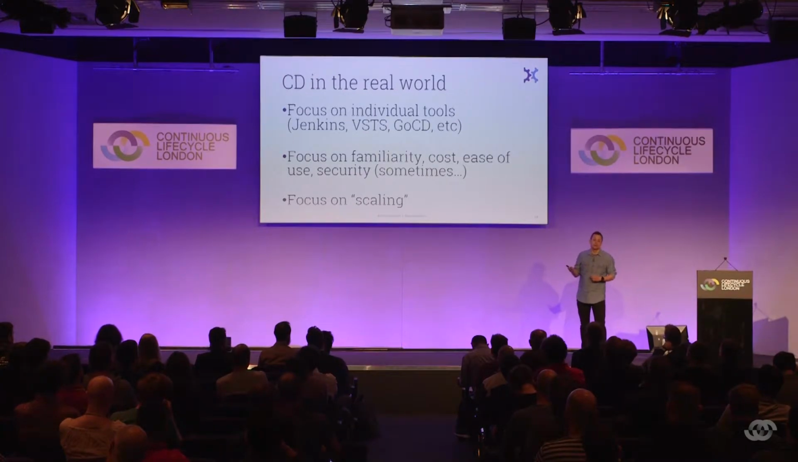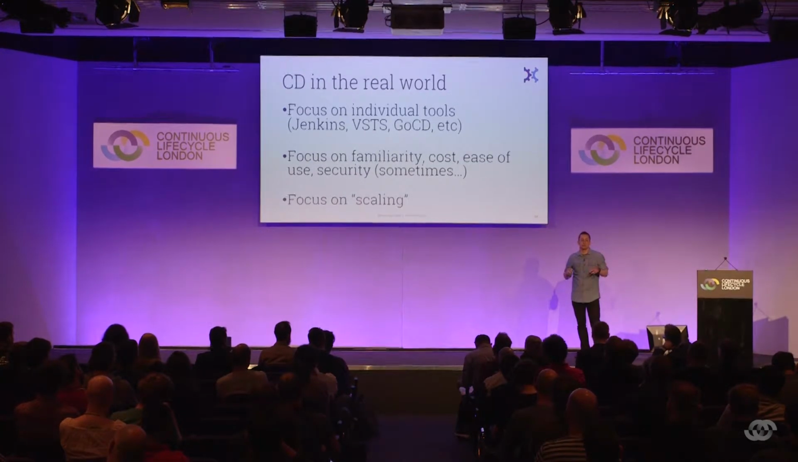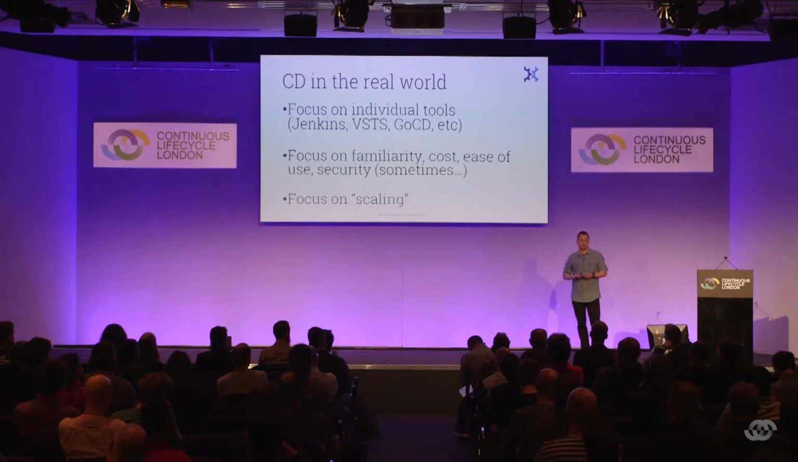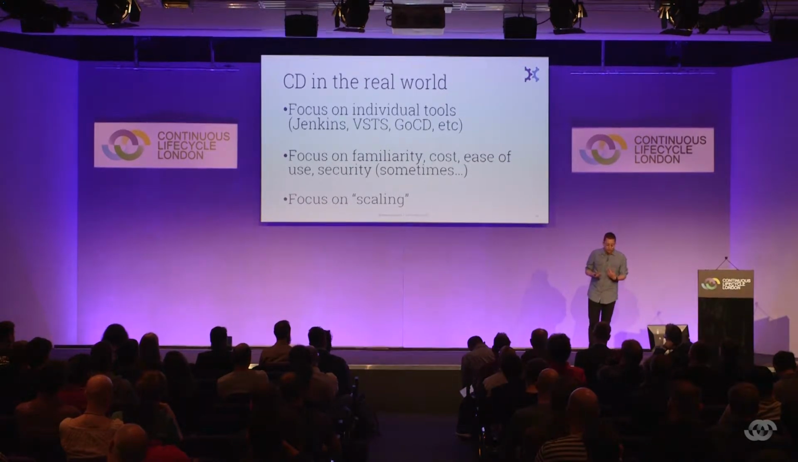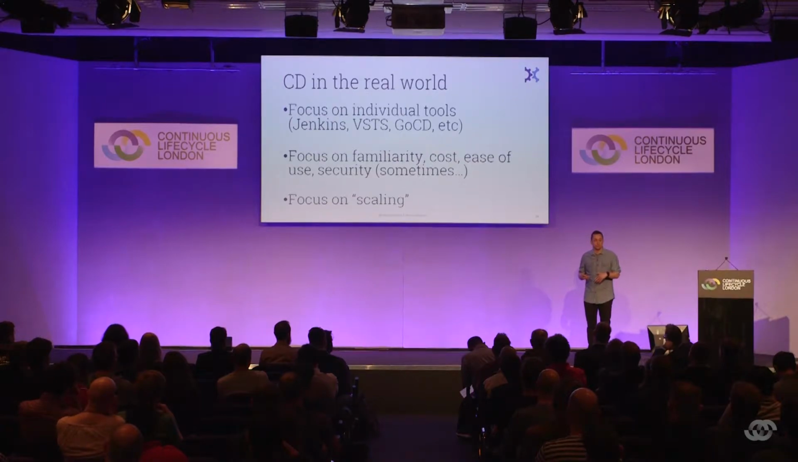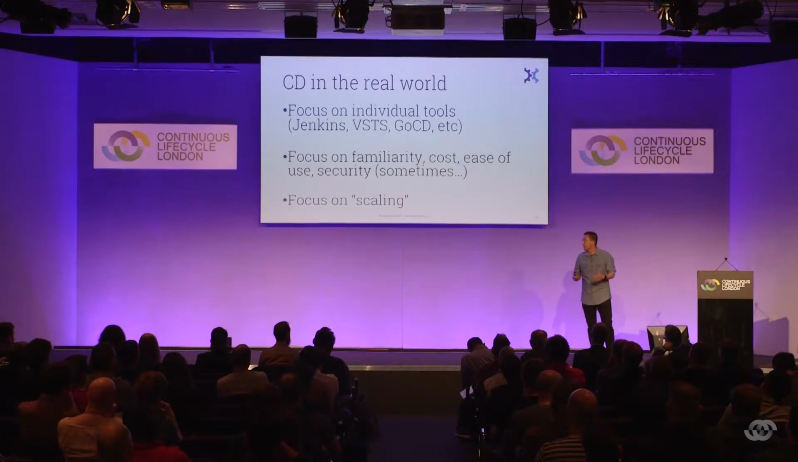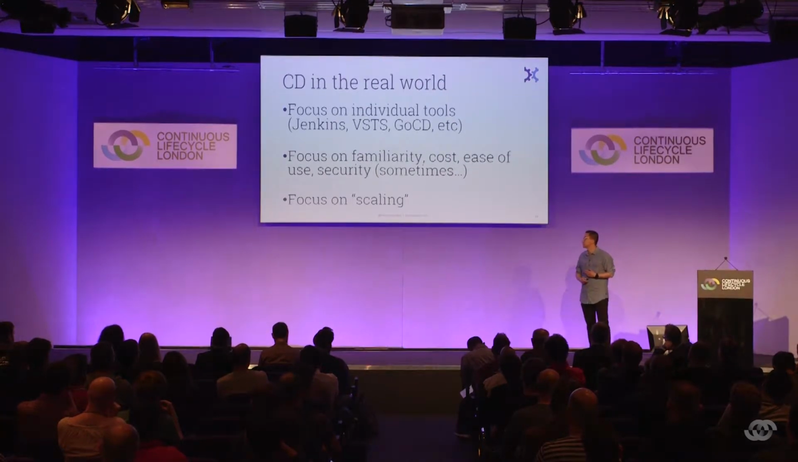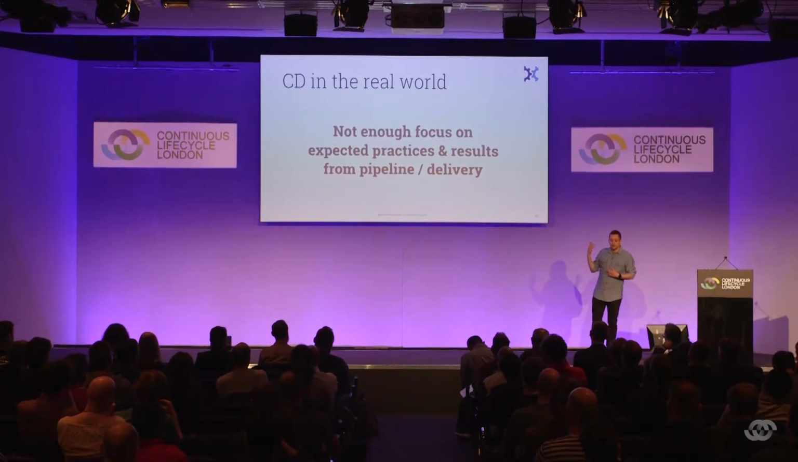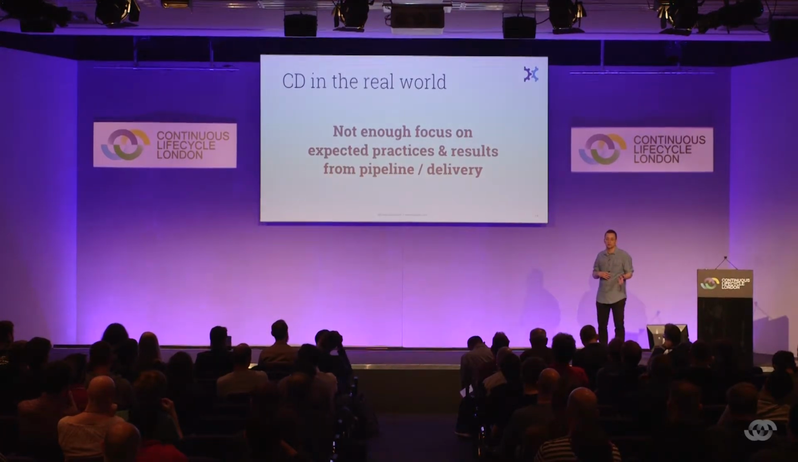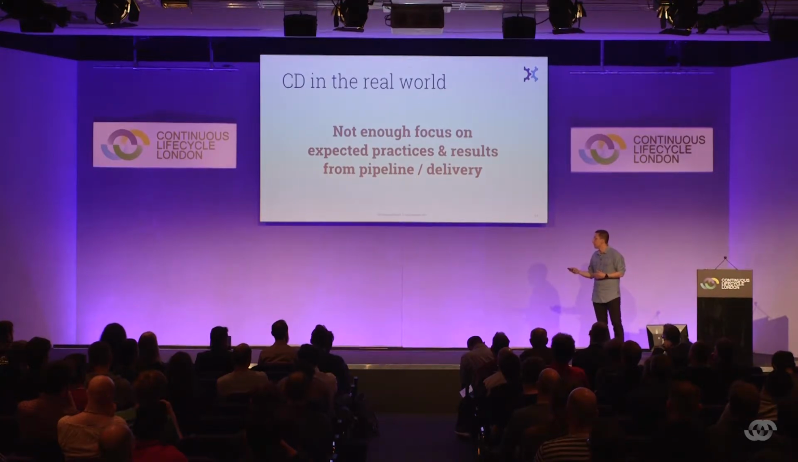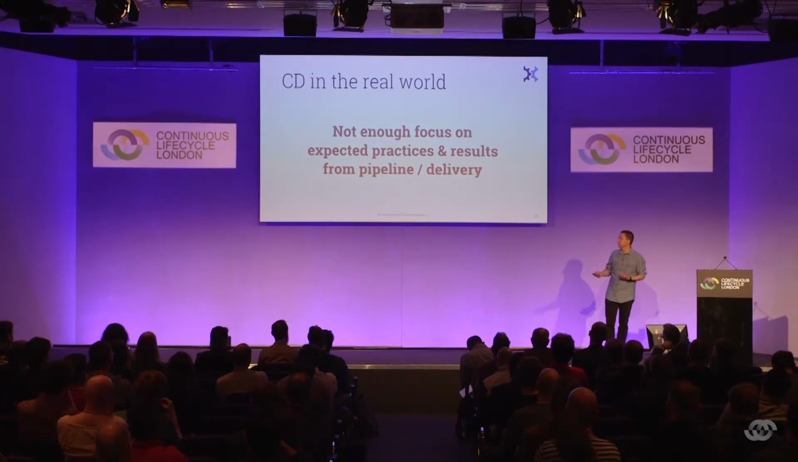And sometimes they focus on scaling in the sense of, okay, in medium and large organizations, I've got my pipeline, now I want every team to use the same pipeline and do the same thing. That kind of scaling makes some sense, but I don't think that should be your first concern when you're trying to adopt and improve your continuous delivery. What I miss is more focus on what actually are the practices and what do we expect to gain from those practices with our pipeline and our delivery system.